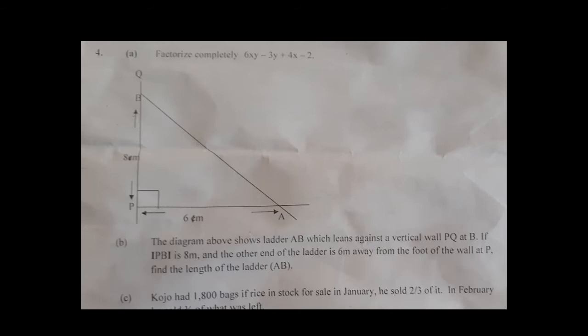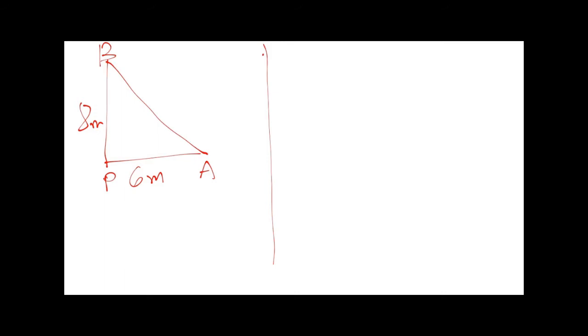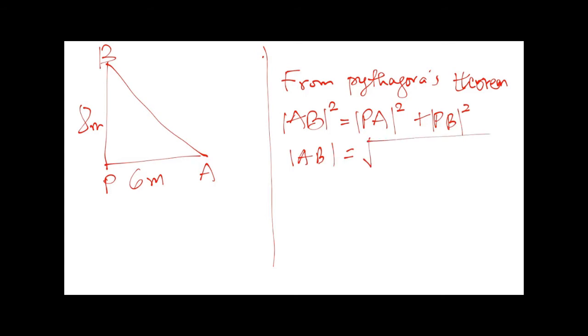I guess we all know how to go about this question. We know which formula to use. So we draw a diagram. From Pythagoras theorem, we know that AB, which is the hypotenuse, squared will be equal to PA squared plus PB squared. Yes, we know this. So AB will be equal to square root of PA squared plus PB squared.